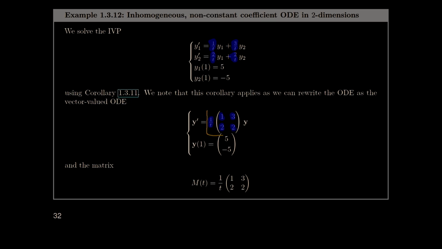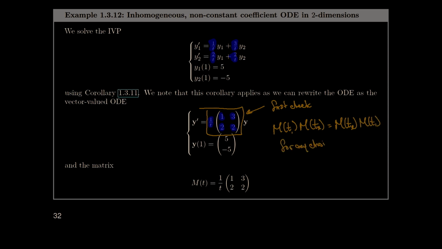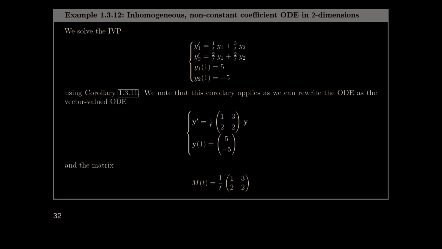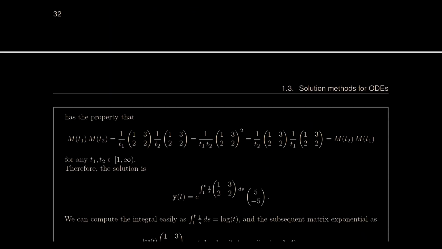And then, what is the first thing I need to check? First check if M(t1) M(t2) equals M(t2) M(t1) for any choice of t1, t2. So that's my first check on all of these non-constant coefficient problems, that the following is true, and I go through that check right here.